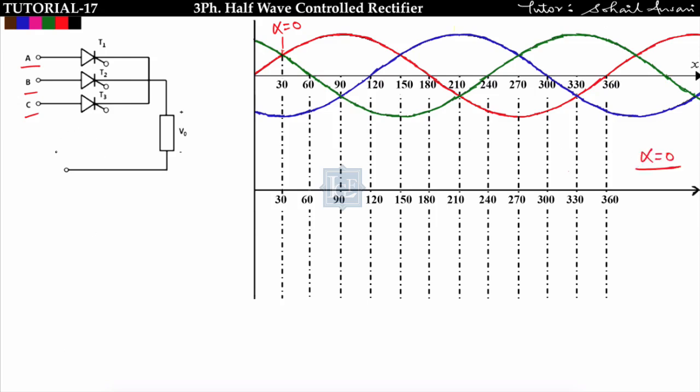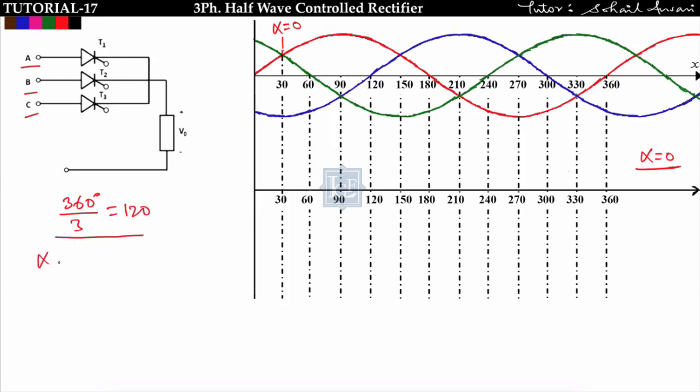See here, 3 thyristors are connected, which means each thyristor will conduct for 120 degrees, for sure. Why? Because in one cycle there are 360 degrees. So for 3 thyristors to conduct in one cycle, it is divided by 3, which is equal to 120 degrees. So each thyristor will conduct for 120 degrees.